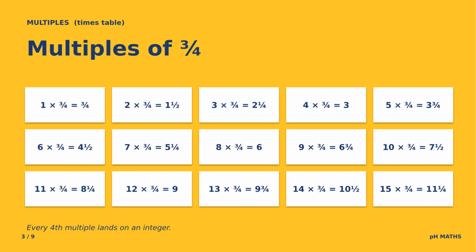Multiples of 3/4: 3/4, 1.5, 2.25, 3, 3 3/4, 4.5. Every fourth multiple lands on a whole number, and that whole number is 3 times the multiplier. So 4 times 3/4 is 3. 8 times 3/4 is 6. 3/4 is a tidy scale factor for anything you need to shrink by a quarter.